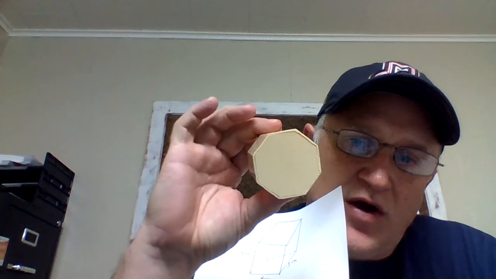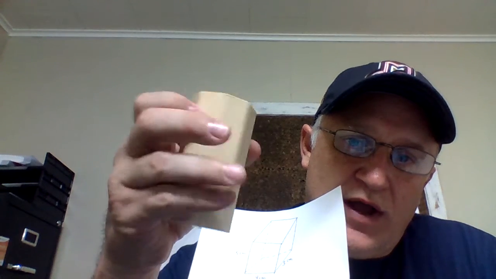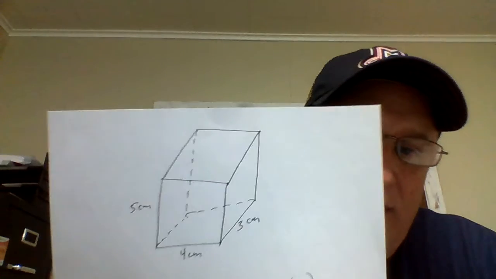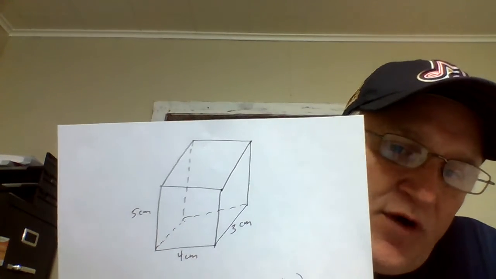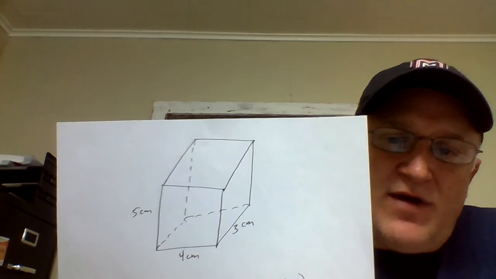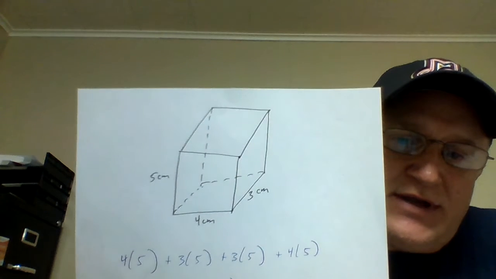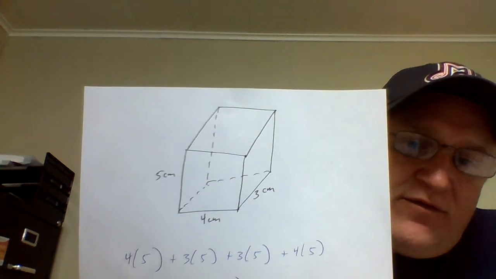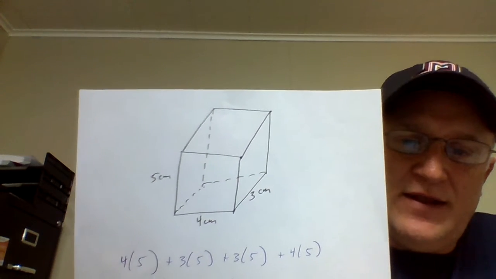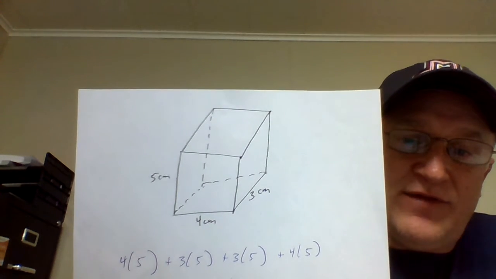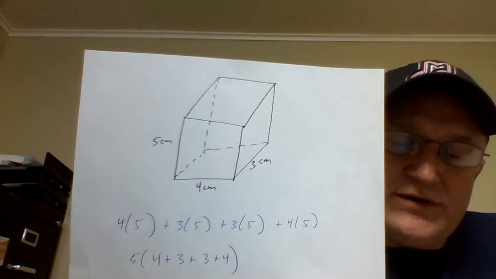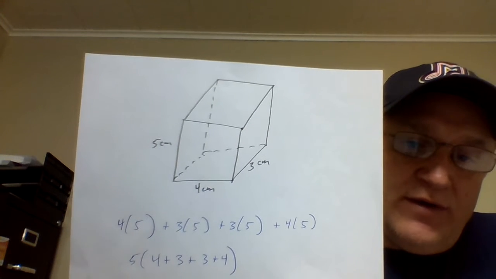And so the first thing that we do to find the surface area is we find the lateral area. So the front and the back are both rectangles that are 4 centimeters by 5 centimeters. The right and the left are both rectangles that are 3 centimeters by 5 centimeters. So the lateral faces, if you add all of them up, you have 4 times 5 plus 3 times 5 plus 3 times 5 plus 4 times 5. You could factor the 5 out of that. The 5, of course, is the height. And what you have left, 4 plus 3 plus 4 plus 3, is the perimeter of the base.